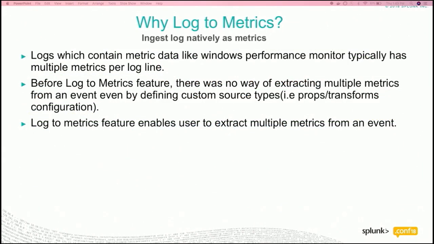The typical use cases that we have seen in the field are like if you have Windows Performance Monitor data, which typically has a lot of metrics embedded in a single event line. There wasn't an easy way for our customers to do that. The log2metrics feature aims to solve these problems at ingestion time. So if you have a log which has multiple metrics in it, you can use the log2metrics feature at ingestion time to extract the multiple metric data points in a single event line and send them to the Metricstore.